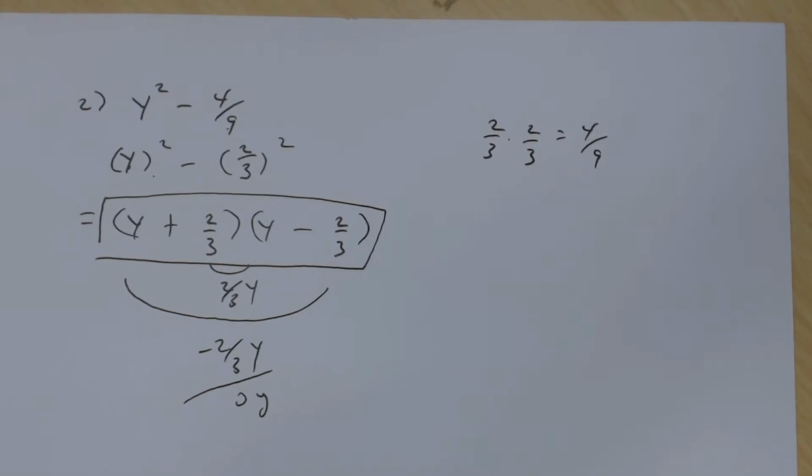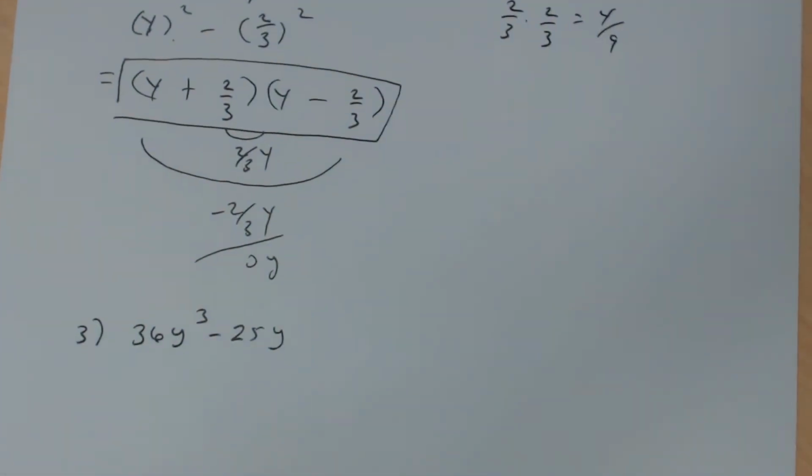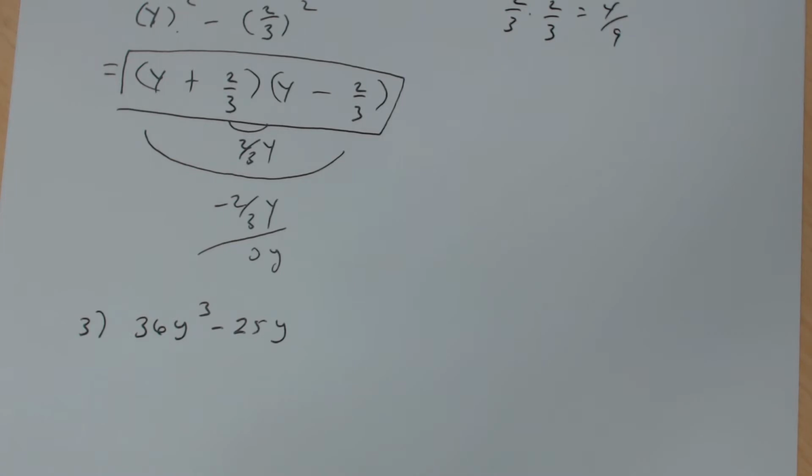All right. Let's do this one. Number 3. You have 36y cubed minus 25y. All right, so again, always look for GCF. There is a GCF here. The GCF here is y.